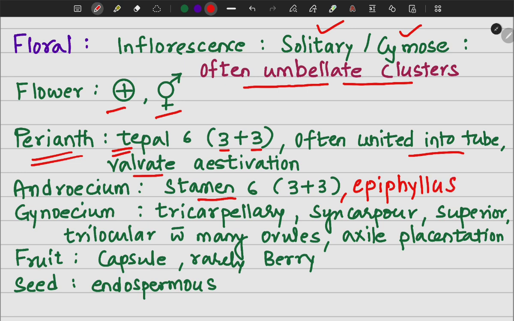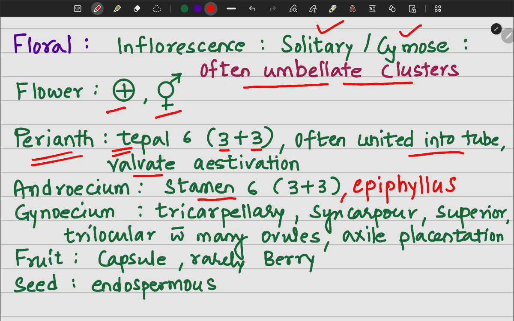If you remember, epiphyllous stamens are those stamens which are fused with the perianth or which are attached to the perianth. So here in the floral diagram we will see that the 6 stamens will be attached to the perianth in the form of 3 plus 3, outer and inner stamens.